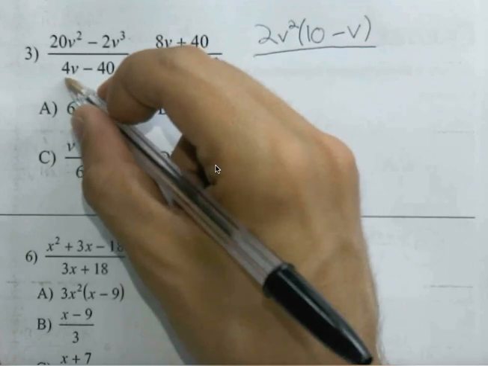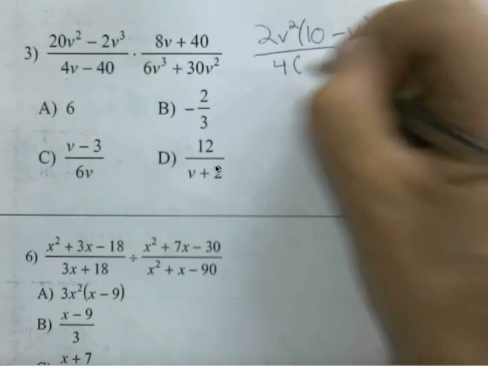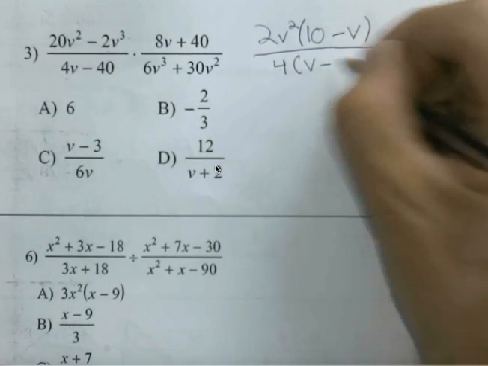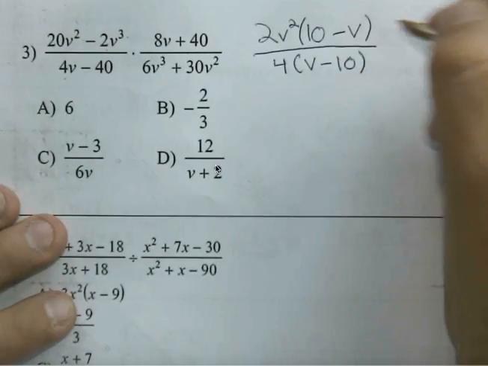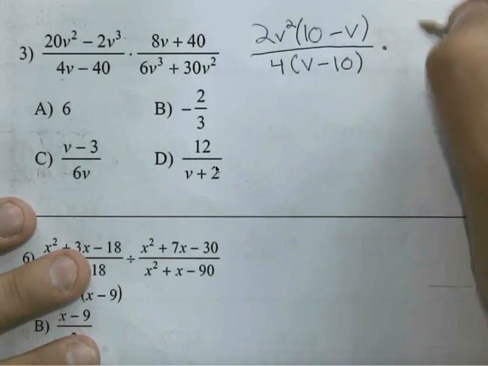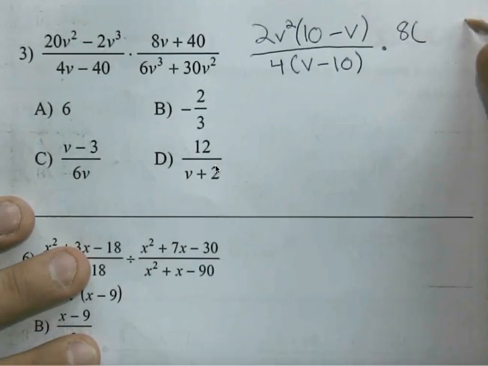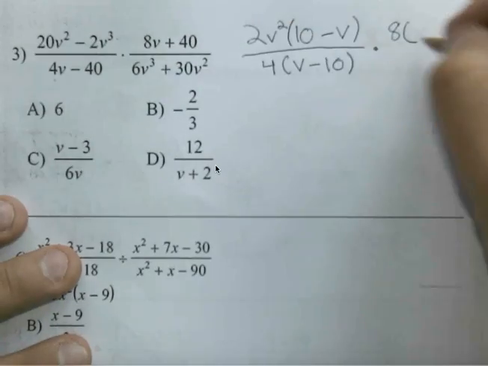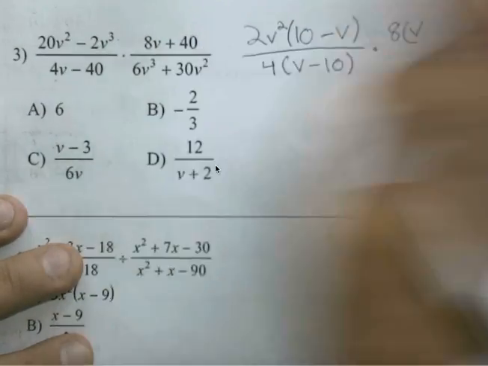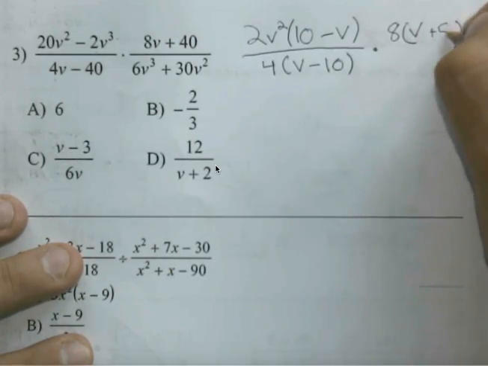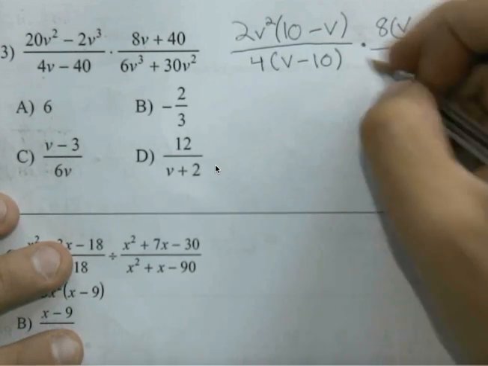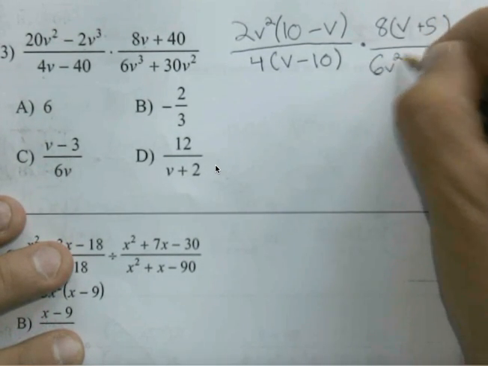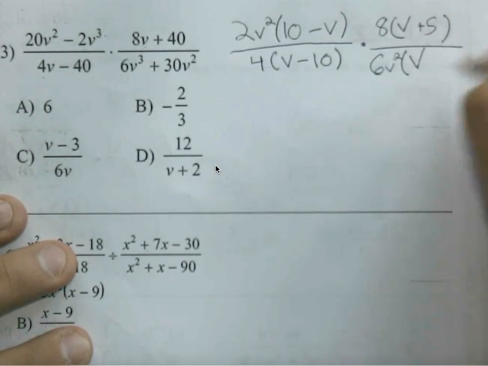Down here, 4 is divisible. Factor that out, get you here. Next fraction, 8. So then 8 times v gets us 8v. 8 times 5 gets us 40. Down here, 6v squared can be taken out. We can leave v plus 5. We're good.